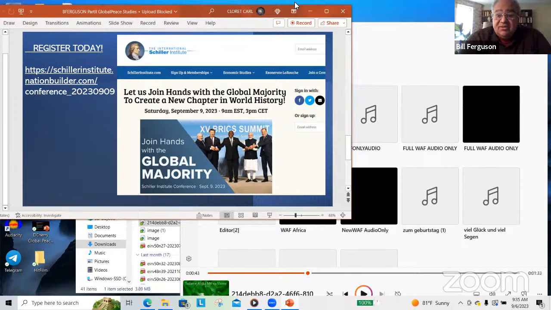And just finally, this is the history being made, despite Kissinger, despite those that want to talk about a rules-based order that has nothing to do with international law and has nothing to do with the aspirations of humanity. Myself, working in the LaRouche organization and in cooperation with the Schiller Institute of Helga Zepp LaRouche, we want the BRICS to succeed.